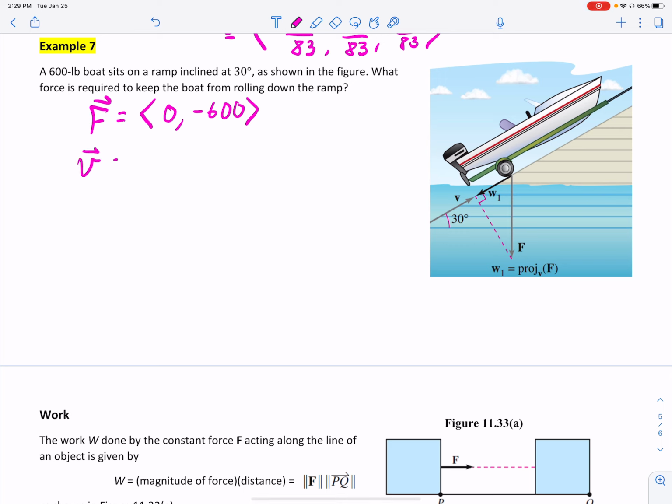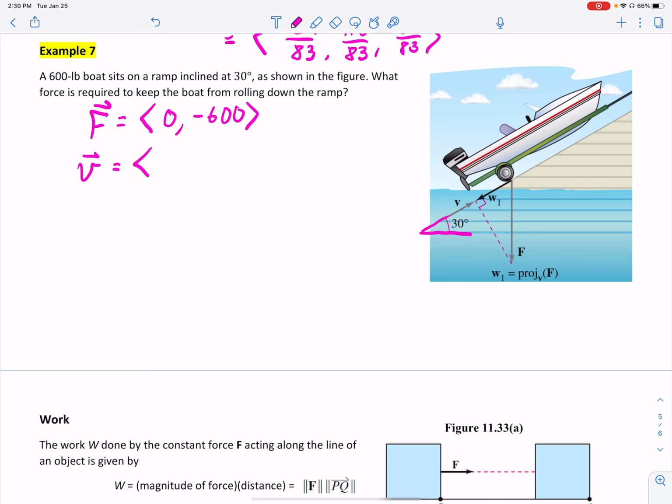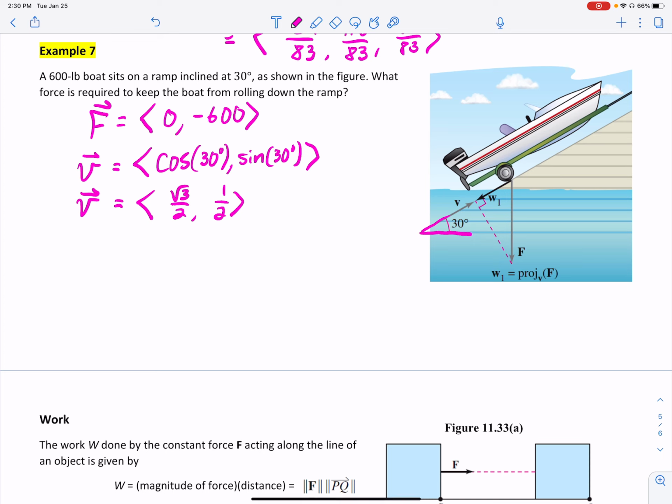I would really like it if I had the v vector. So v vector, if I look at this and I use the information here, I have this angle, which means I can find the components of that vector by just saying cosine of that 30, comma, and then the y is always sine of that 30, right? Just components. This is equal to cosine of 30, which is radical 3 over 2. Sine of 30 is 1/2. So now I have F and also a v.